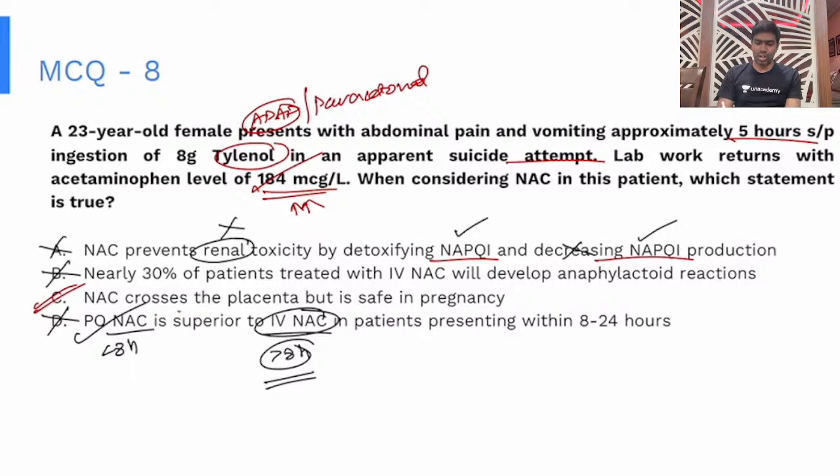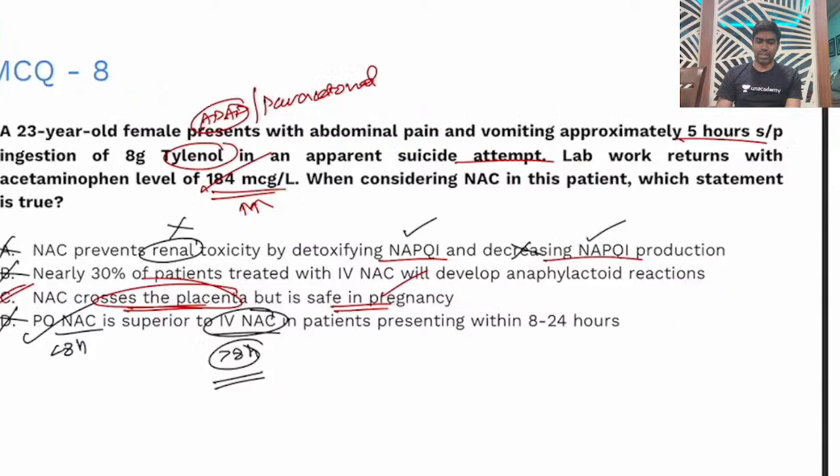Whether it crosses the placenta or not, yes, of course it crosses the placenta, and it is absolutely safe in pregnancy. In fact, this property of N-acetylcysteine to cross the placenta is beneficial, because paracetamol also can produce fetal hepatic necrosis. I'll repeat, if the mother is taking too much paracetamol, that can cause fetal hepatic necrosis, and fetal hepatic necrosis can be prevented by N-acetylcysteine. That's why this movement of N-acetylcysteine across the placenta is actually beneficial for the fetus. It's safe, plus it's beneficial for the fetus also. So the right answer for this question is going to be option C.